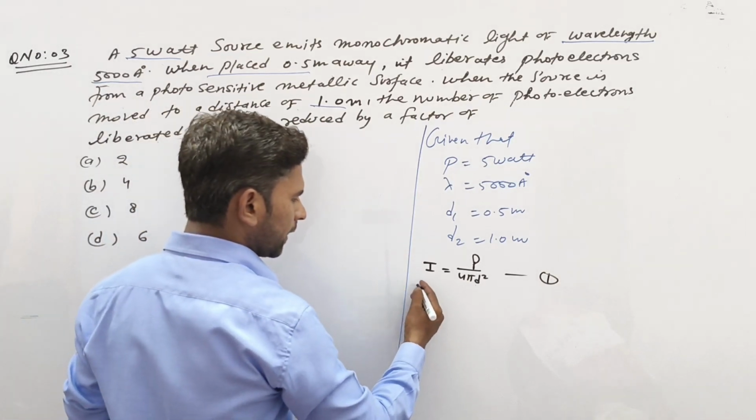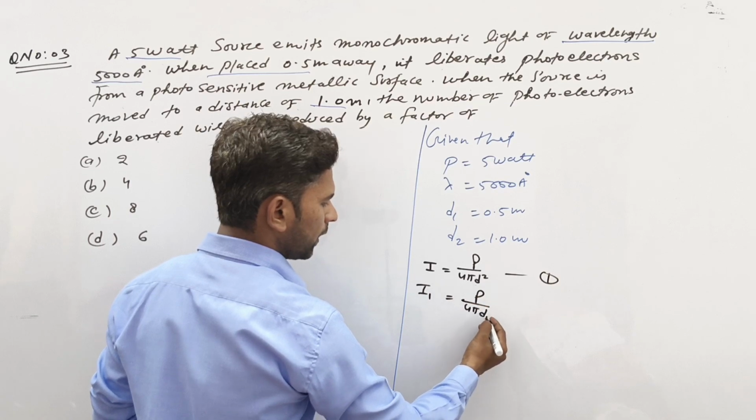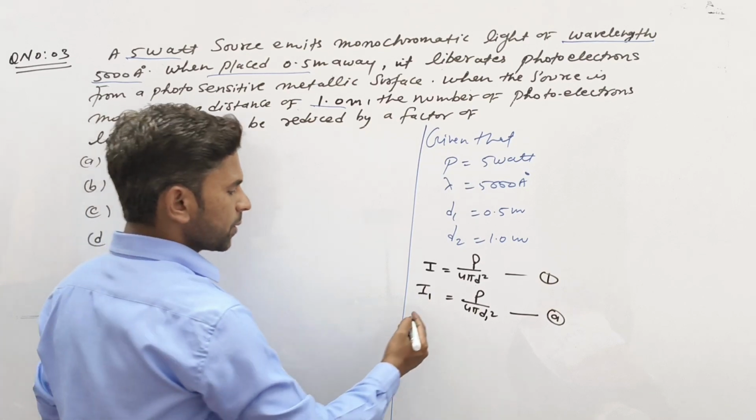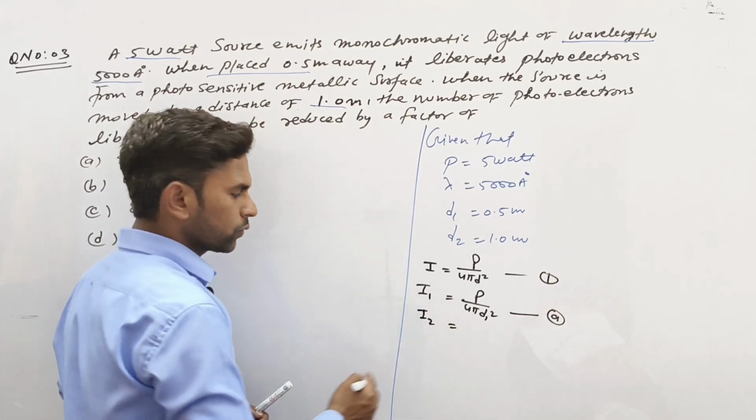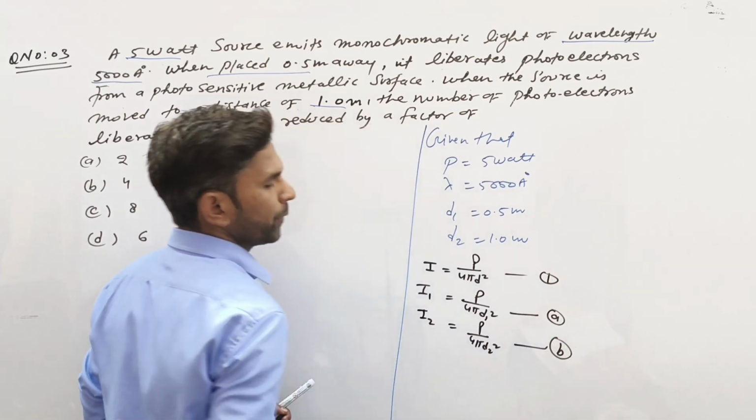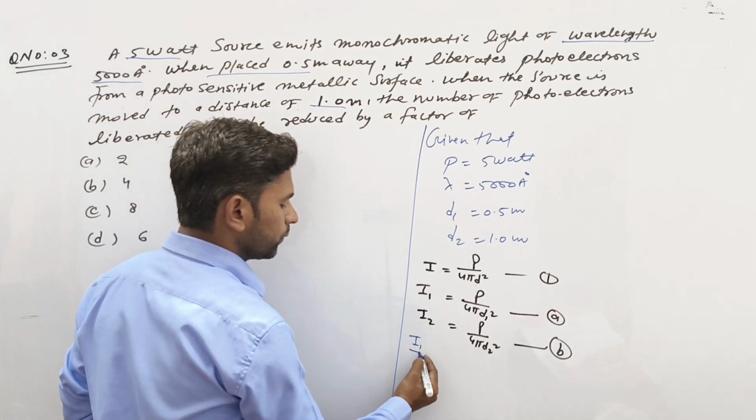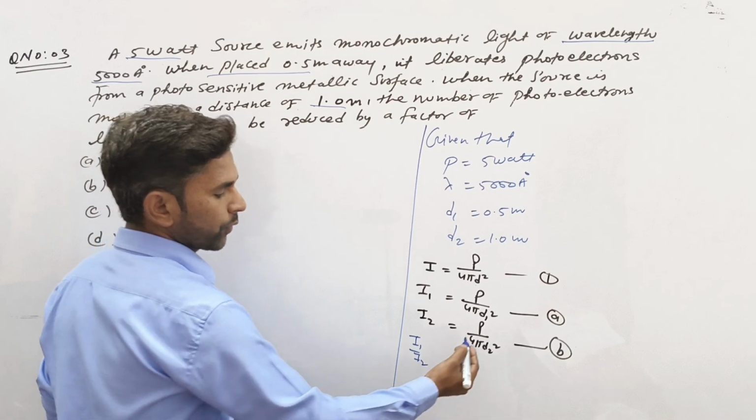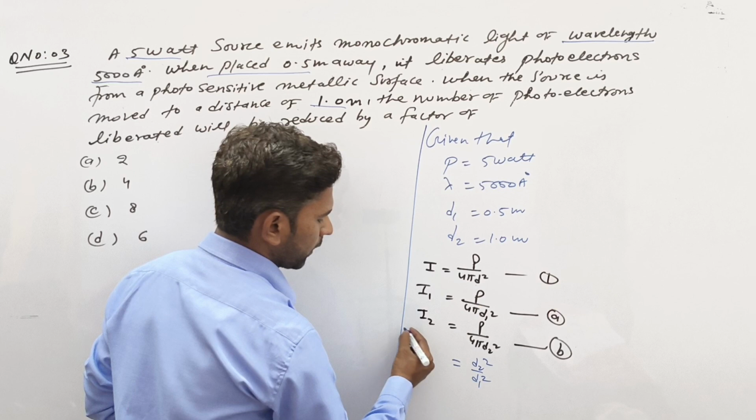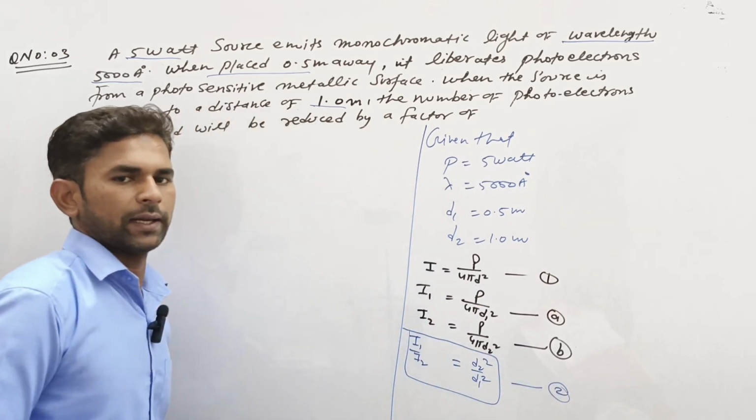If you are writing intensity for the first condition, you can write I1 equal to P upon 4 pi d1 square. Yes or no? Call this one A. Similarly, I2 is equal to P upon 4 pi d2 square. This one is B. If you write the ratio I1 upon I2 and solve it, you will get d2 square upon d1 square. This one you can call second.